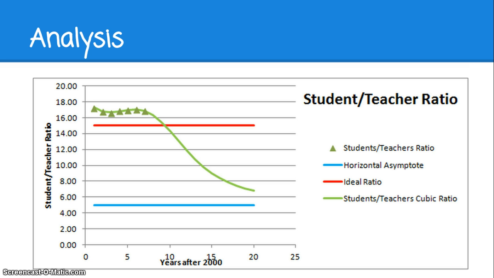Colorado currently has about 17 students per teacher. It is not the ideal ratio of 15 students per teacher, but it's pretty close. In the future, the ratio begins to decrease to about 8 students per teacher.